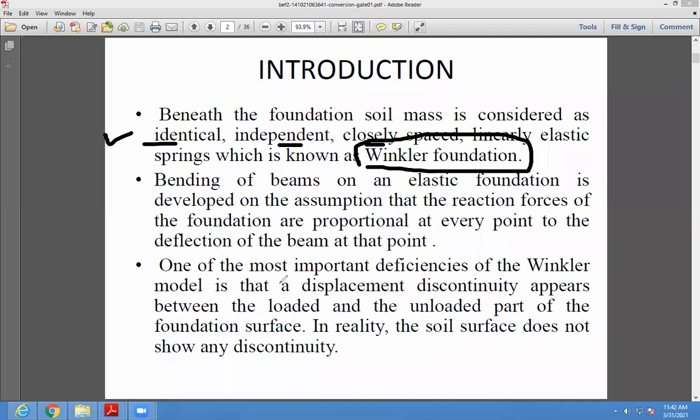And one of the most important deficiencies of the Winkler foundation or Winkler model is that displacement discontinuity appears between the loaded and unloaded part of the foundation surface. And in reality, the soil surface does not show any discontinuity. But we would assume that, right?